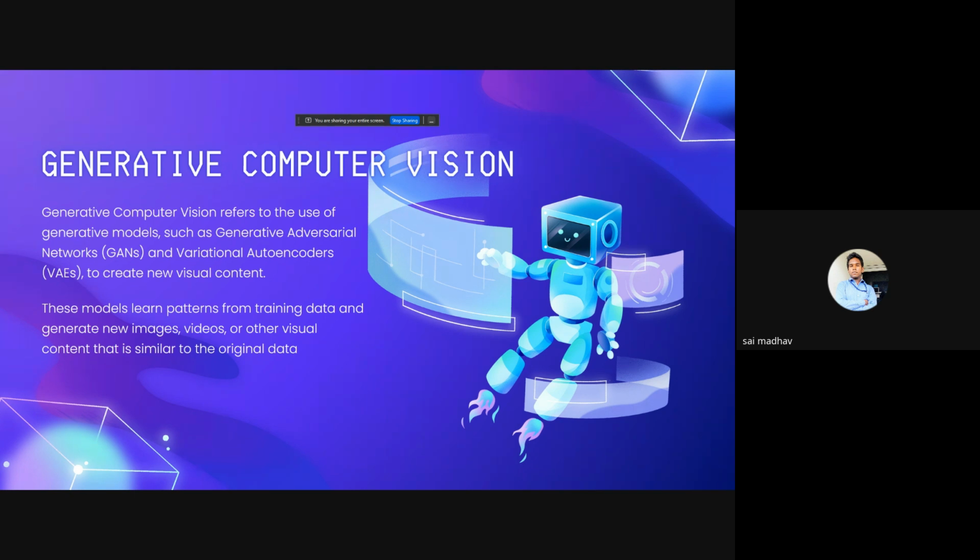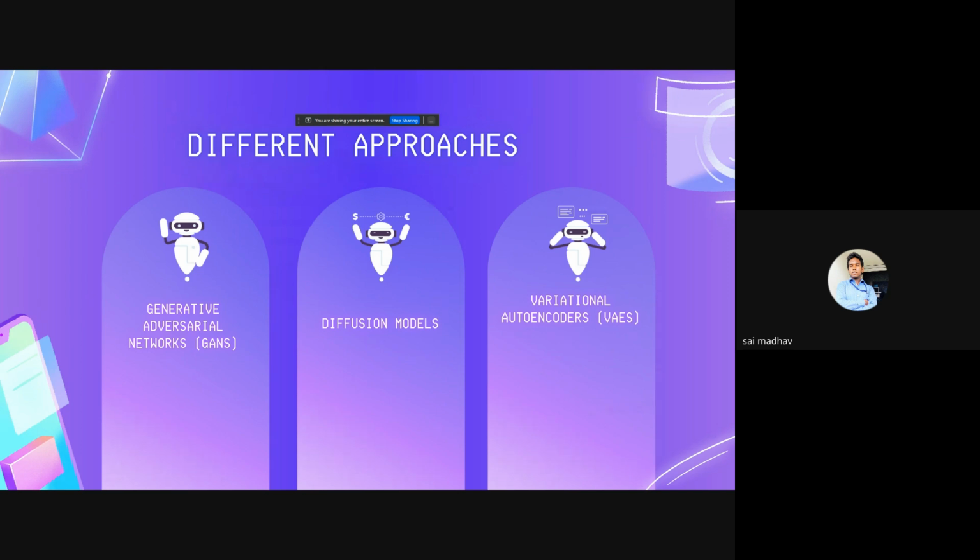Basically, there are three main algorithms we use for generative computer vision. One is generative adversarial networks, which we call GANs. The second one is variational autoencoders. And finally, diffusion models. These three main algorithms play a lot of roles in generative computer vision. In classical computer vision, we use convolutional neural networks, which we call CNNs. But in generative computer vision, we extensively use these three models. Now we will see how we actually use these three models.